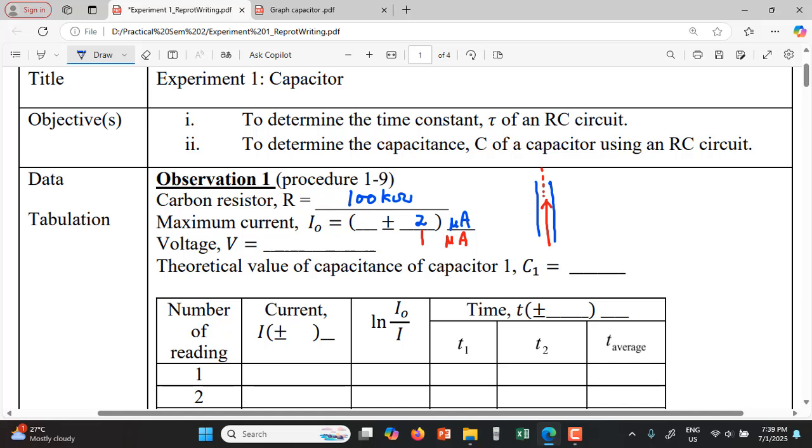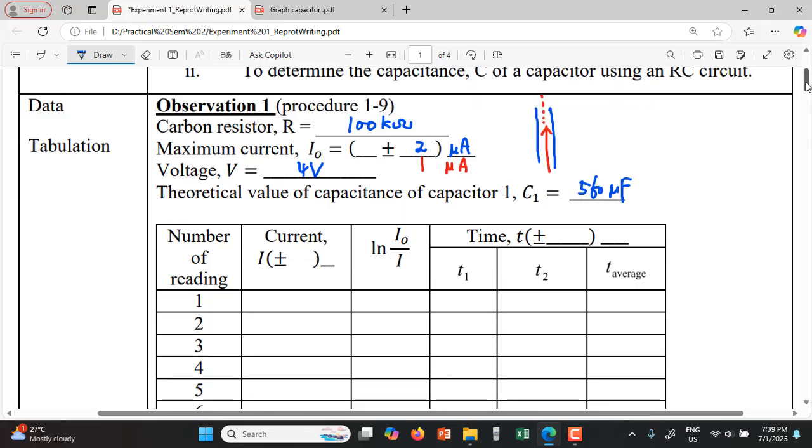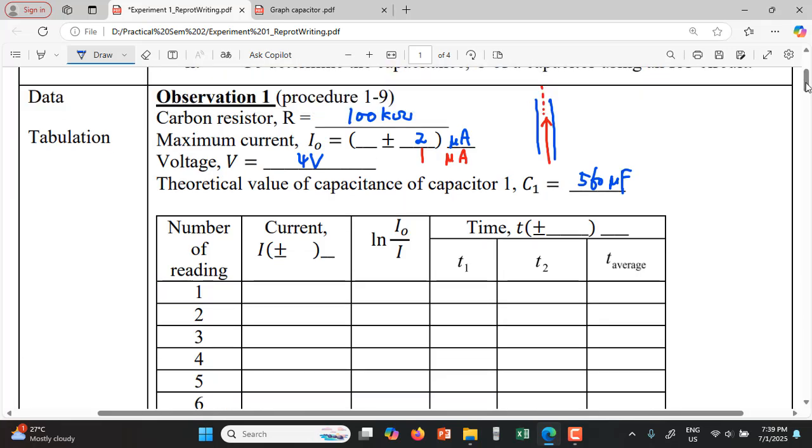Then the voltage we connected that day is around 4 volts. The theoretical value of the capacitance of capacitor C1 we use is 560 microfarads. That one is the theoretical value for capacitor C1. So double check the uncertainty, you can write 2 microampere, because the smallest division is 2, so all the readings for current will have no decimal places.